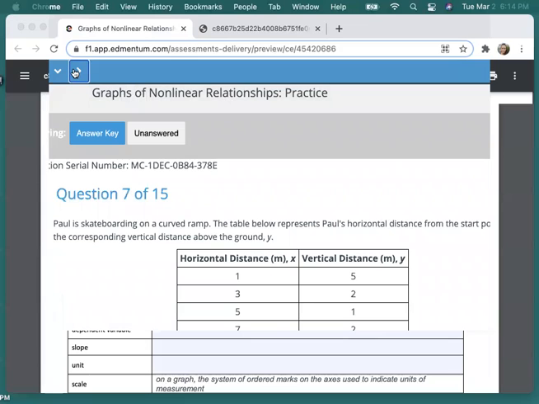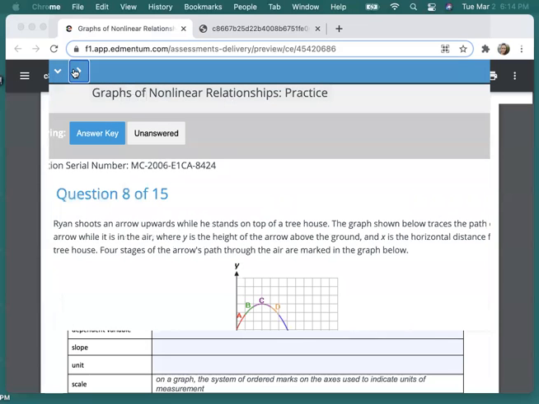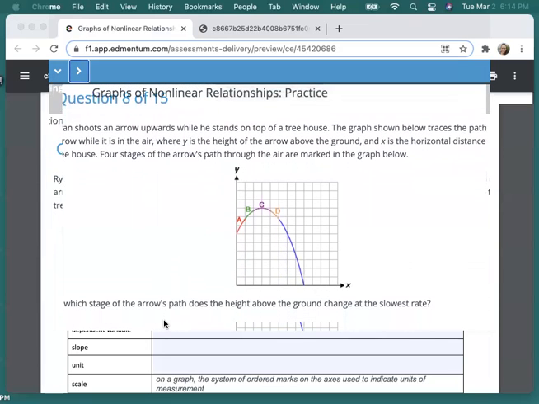Trying to see if there's any other type of question we haven't gone over yet. Ryan shoots an arrow upwards while he stands on top of a treehouse. The graph traces the path of the arrow while it's in the air. Y is the height, and X is the horizontal distance. And there's 4 stages here, A, B, C, and D. At which stage of the arrow's path does the height above the ground change at the slowest rate?